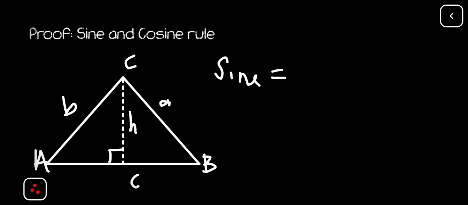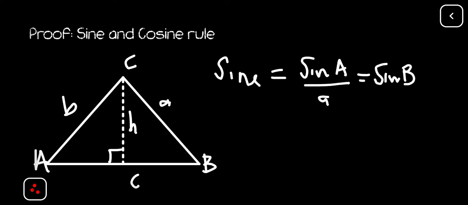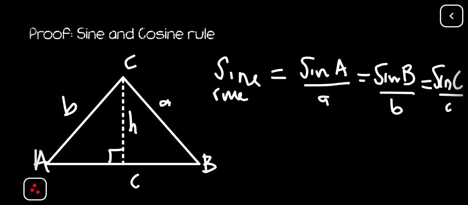When you have sine A over A equal to sine B over B equal to sine C over C. This is the sine rule. So how do we get this rule? Let me put sine rule here.